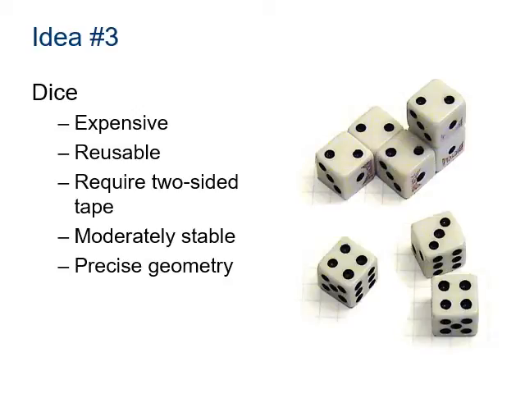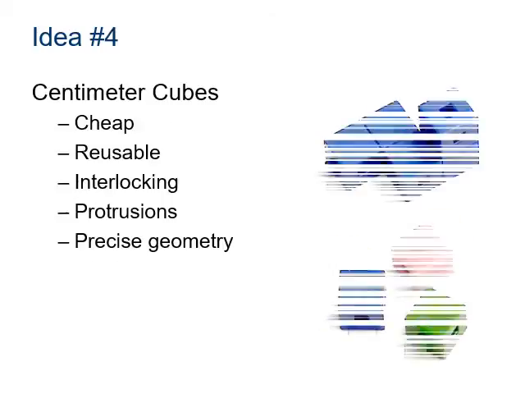What about dice? Well, dice are expensive though compared to these other options. They're reusable though, it's an advantage. Okay, they require two-sided tape. They're moderately stable, and their geometry is fairly precise.